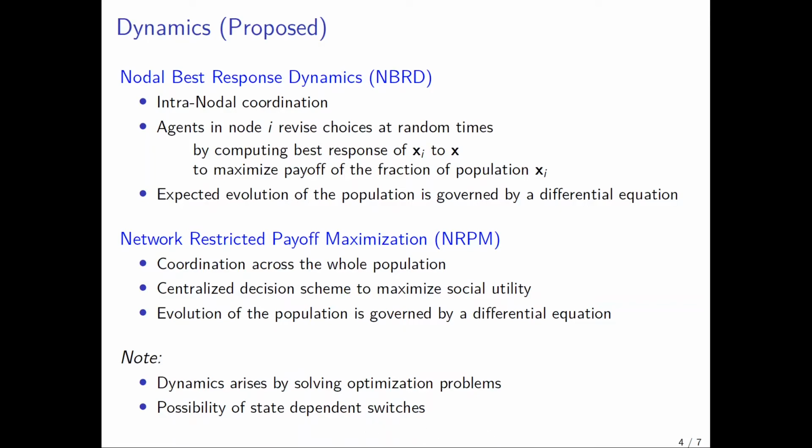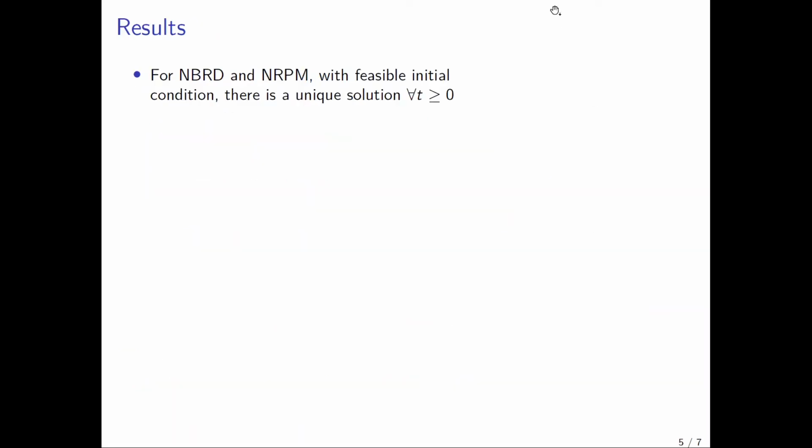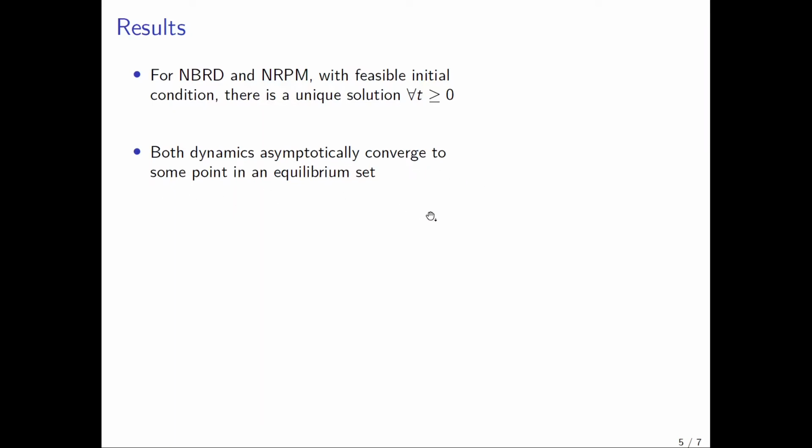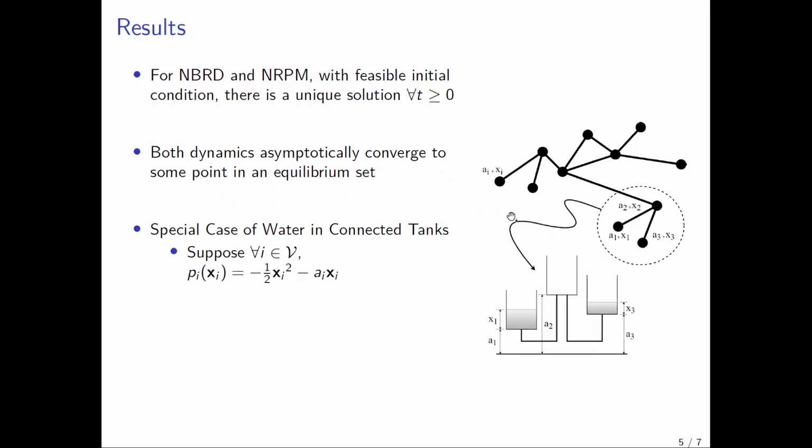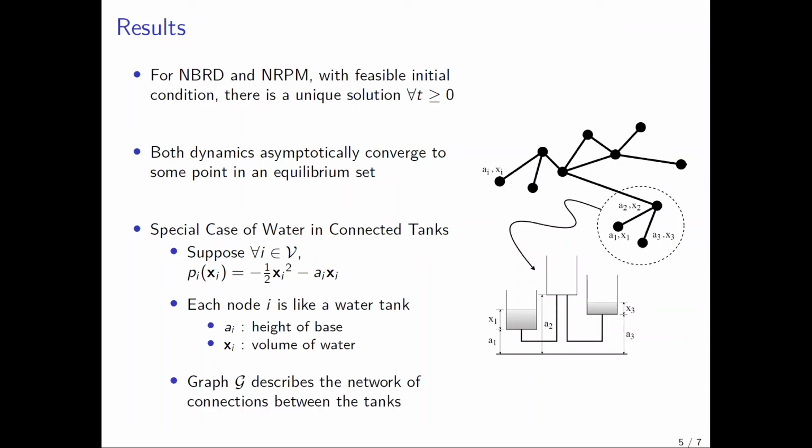The results that we have obtained so far are listed as follows. Firstly, for both NBRD and NRPM with a feasible initial condition, we have shown existence and uniqueness of solutions. And both dynamics asymptotically converge to some point in an equilibrium set. Now, in the special case where for all nodes the payoff function takes the form minus half x_i squared minus a_i x_i, we have shown the similarities of the dynamics or the evolution of the population to water trying to minimize its potential by moving across the network given by G.